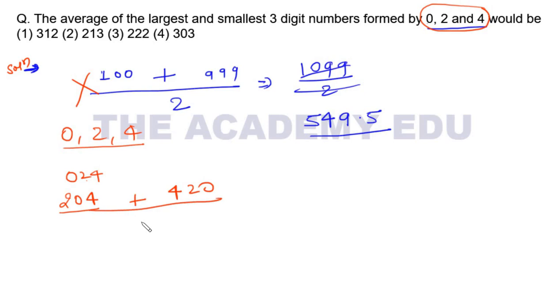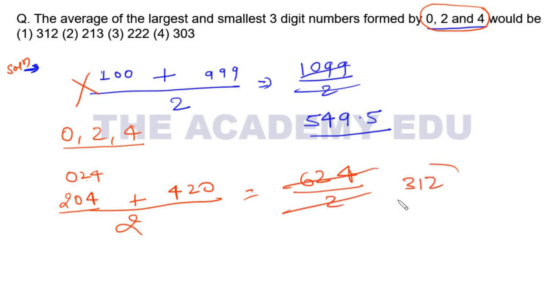Now add them and divide by 2. So I will get 426 by 2. Now divide it. 2 3s are 6, 2 1s are 2, 2 2s are 4. So 213 is the answer. Okay. Move to the next question.